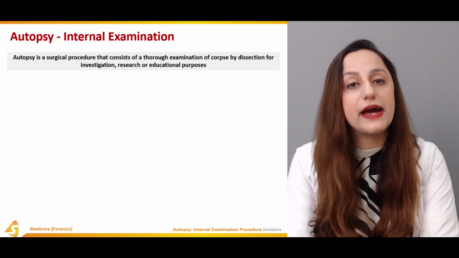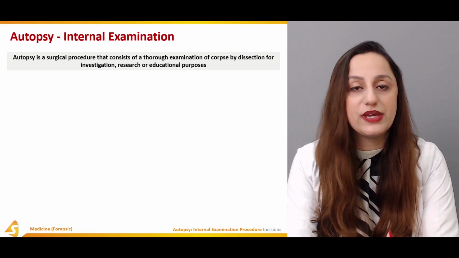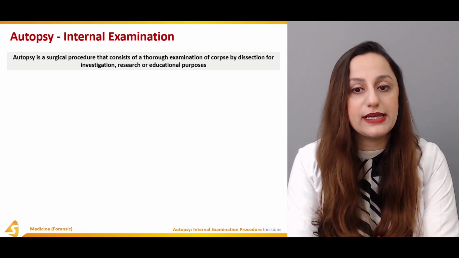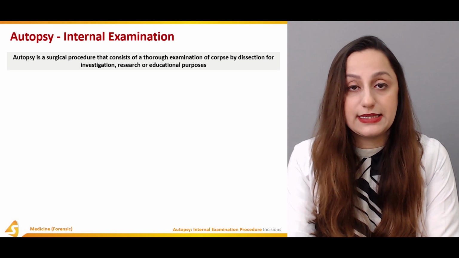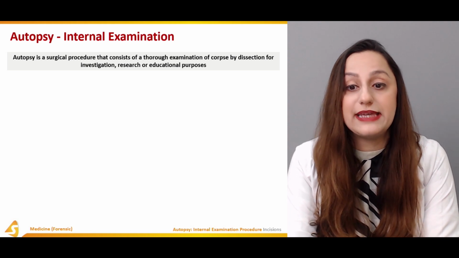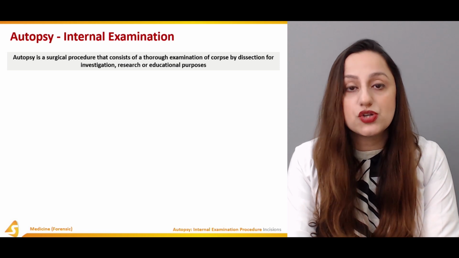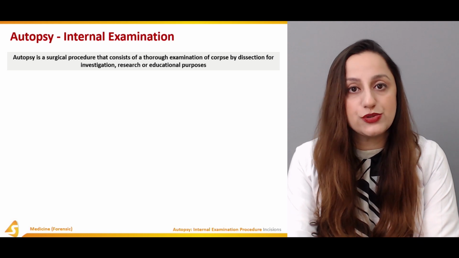Now, how do we define autopsy? This is basically the mainstay. Just to give an introduction, what is autopsy? Autopsy is a surgical procedure that consists of a thorough examination of the corpse. When we are referring to corpse, it is the dead body, by dissection for investigation, research, or educational purposes. So this is a complete definition of the autopsy.